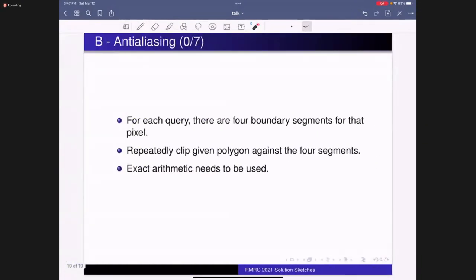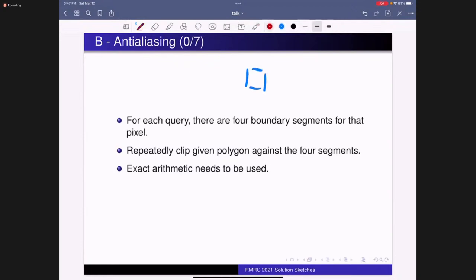And finally, anti-aliasing. The idea behind this is quite straightforward. In fact, it's just a geometry problem. And of course, it takes some fortitude to address problems like this. But you can solve this one just by using library code on it, as long as you use it carefully. So for each query, there's four boundary segments for that pixel. One segment, one segment, one segment, one segment.